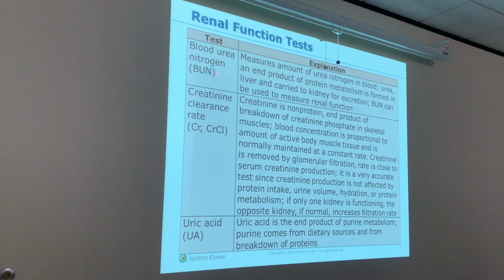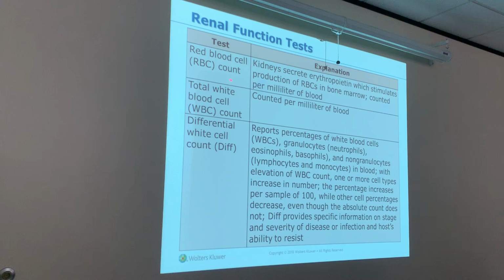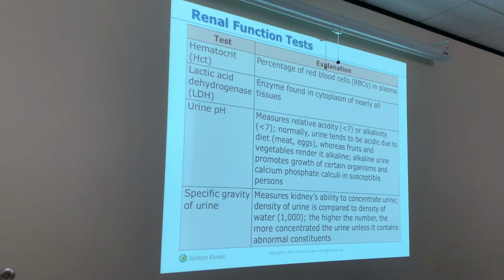This is blood and this is blood. Red blood cells tell us how many red blood cells are being produced in our bone marrow. And the white blood cells, if I have an increase in white blood count, that tells me my body has an infection, because those little soldiers all go to that area to help fight infection. Hematocrit tells me the percentage of red blood cells.